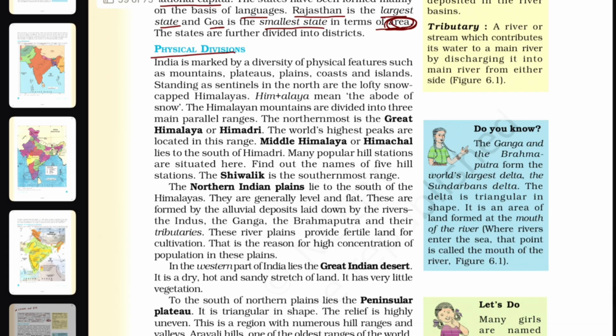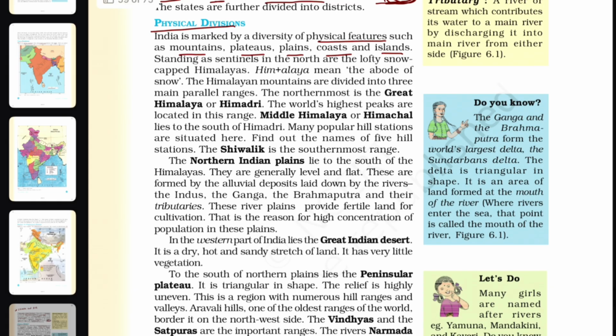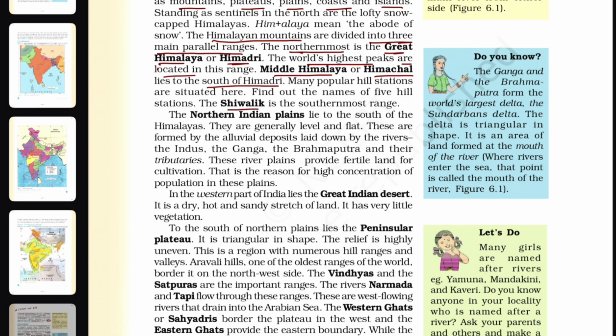So India has a diversity of physical features such as mountains, plateaus, plains, coast, and islands. If you see in the north, we have the Himalayan mountains, and these are divided into 3 main parallel ranges. In the north, it is the Great Himalayas or Himadri. The world's highest peaks are located in this range, and the Middle Himalaya or Himachal lies south of Himadri. Shivalik is the southernmost range.